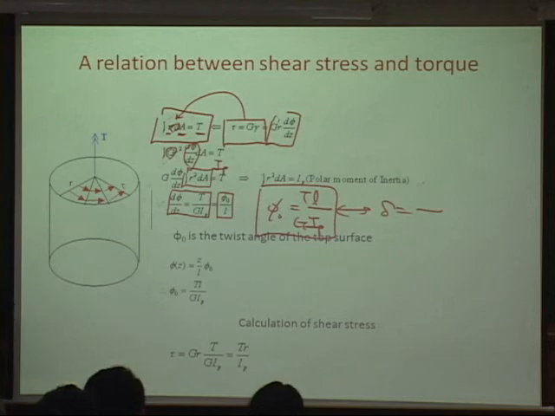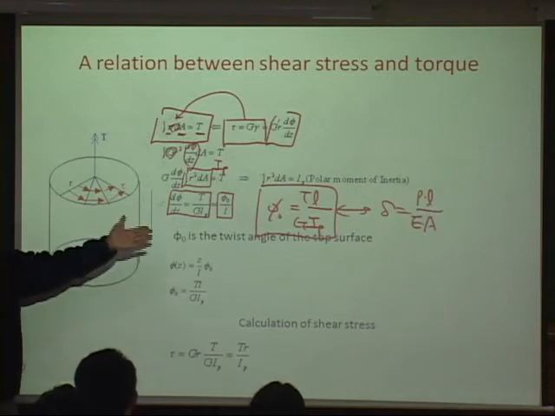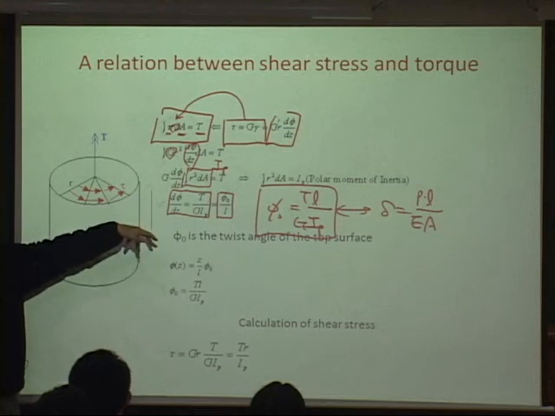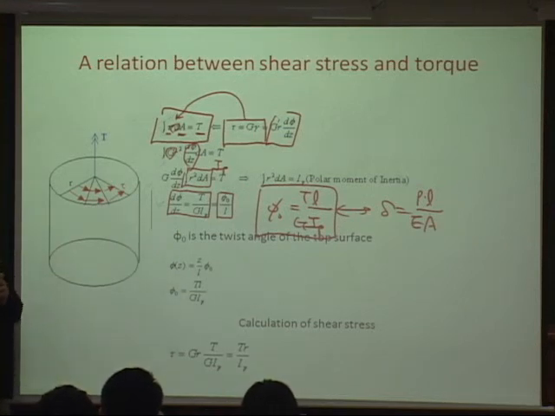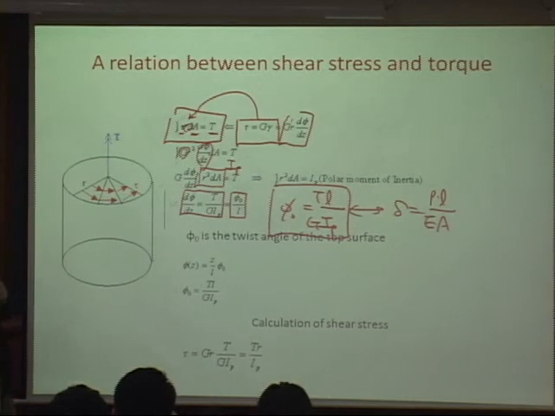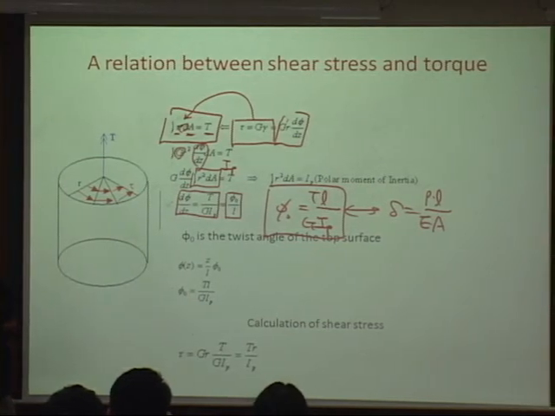When you apply force P, then the delta should be P times L over EA. And you can see the analogy between this torsional deformation and bar deformation. And another important result is this shear stress, tau.